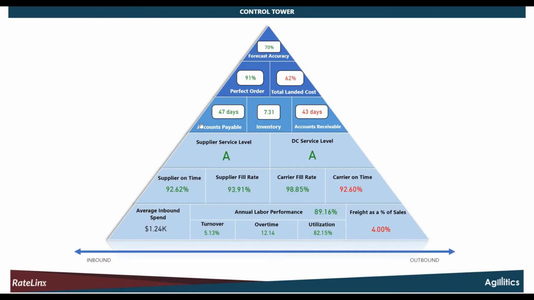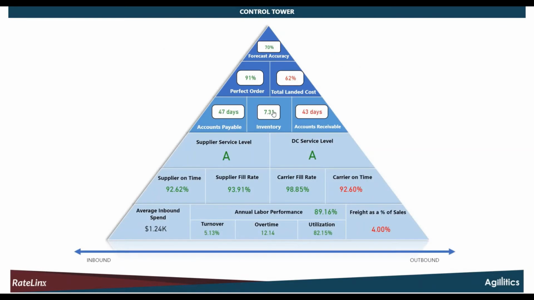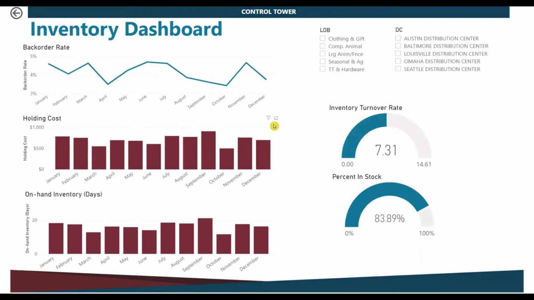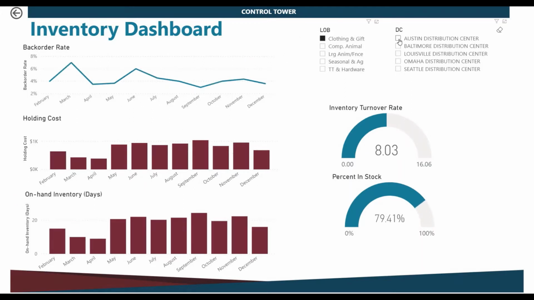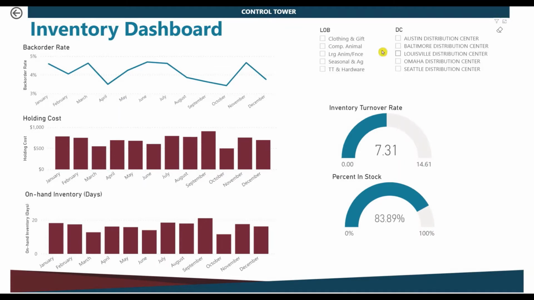Next is the financial section of the tower. It contains an account payable and receivable section that links to the income statement, and it also contains an inventory tab with the inventory turnover ratio relayed on the card. The inventory dashboard displays the backorder rate, holding costs, and the on-hand inventory. All visualizations respond to the line of business and DC slicers. This functionality helps the user to identify if a DC is nearing capacity or if a portion of the business is being underserved.